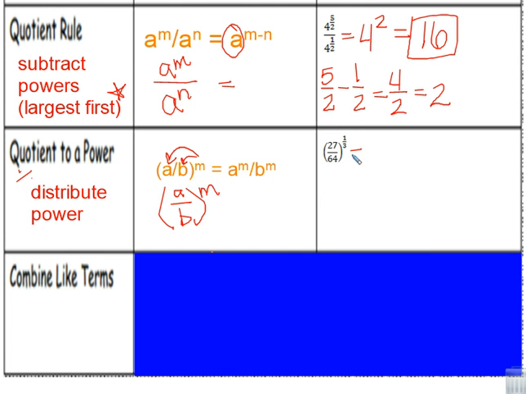If we look over here, I can distribute the 1/3 to the 27. So I have 27 to the 1/3. And I can distribute the 1/3 to the 64. I can have 64 to the 1/3.